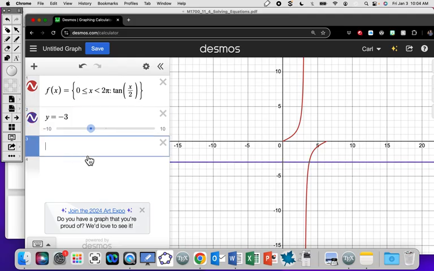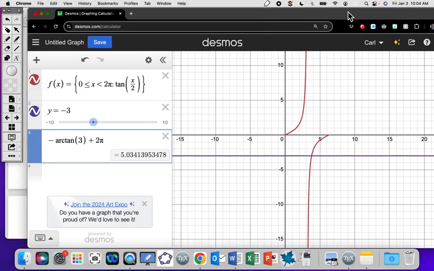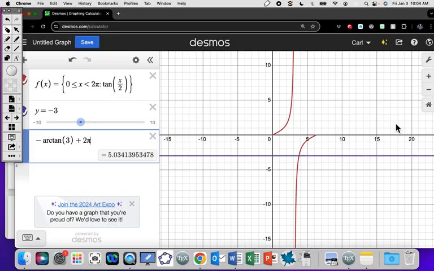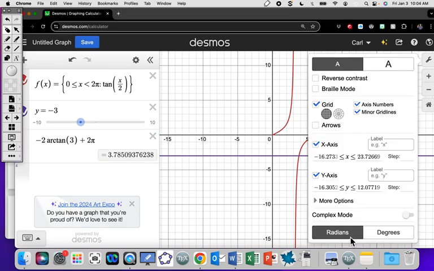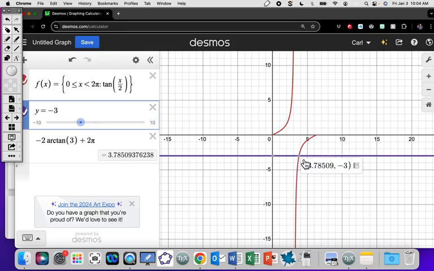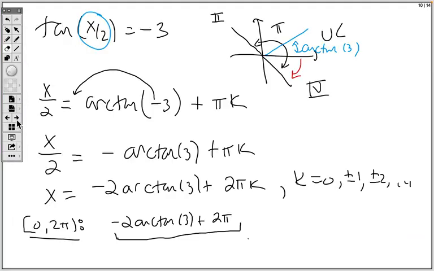Let's take our answer, negative arctangent of 3 plus 2 pi. Let's make sure we're in radian mode too. Excuse me, minus 2 arctangent of 3. And make sure we're in radian mode, which we are. Okay, here we go. And now we can compare the decimals and they track. Okay, so there we go. But the exact answer here would be -2 arctangent 3 plus 2 pi, or I guess you could write that as 2 pi minus 2 arctangent 3.